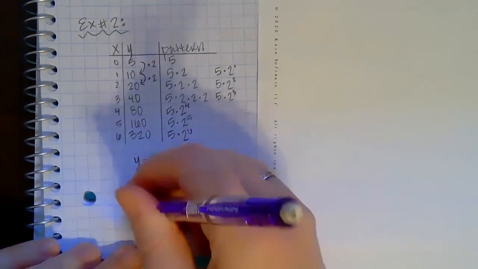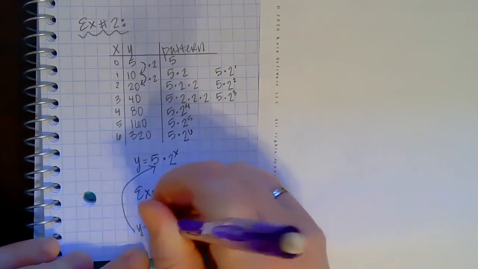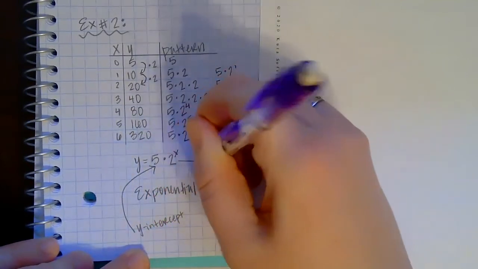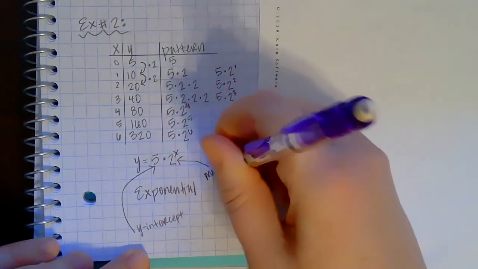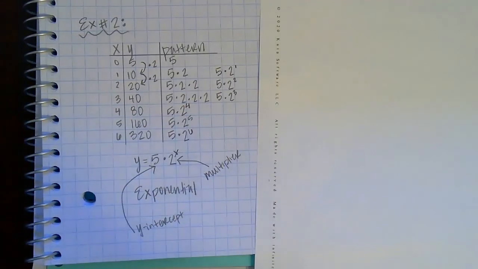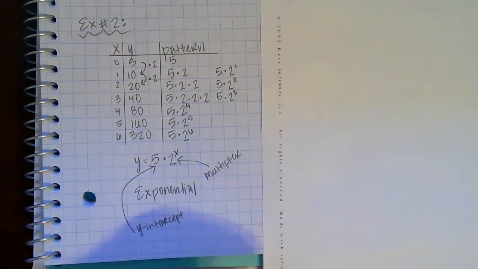Just a reminder, in case we've forgotten, this here is the y-intercept, or the starting value, and this here is the multiplier. Okay, so just a quick reminder about that. All right, so that's that one. Okay, let's try another example.